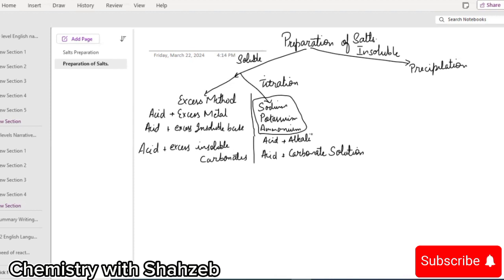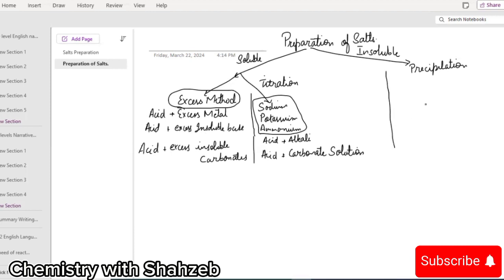I hope these points are clear to you. In the excess method, we use acid plus excess metal, acid plus excess insoluble base, or acid plus excess insoluble carbonates. For the titration method, we prepare three types of salts: sodium salts, potassium salts, and ammonium salts. We use acid plus alkali and acid plus carbonate solution.